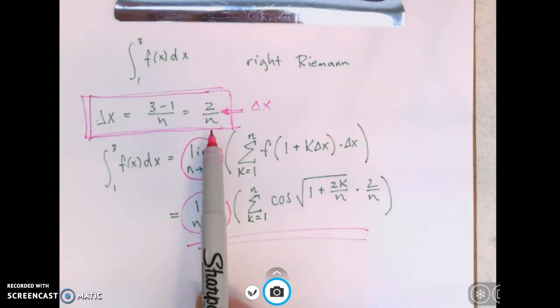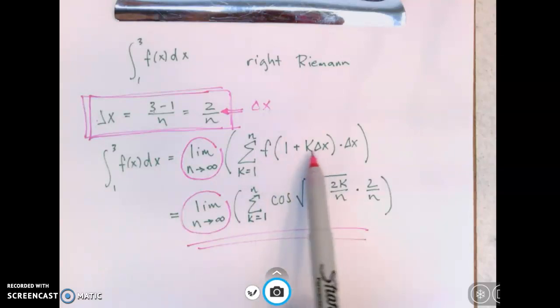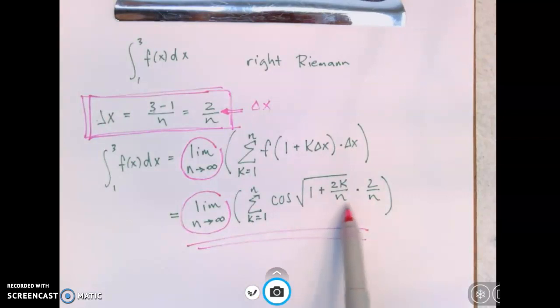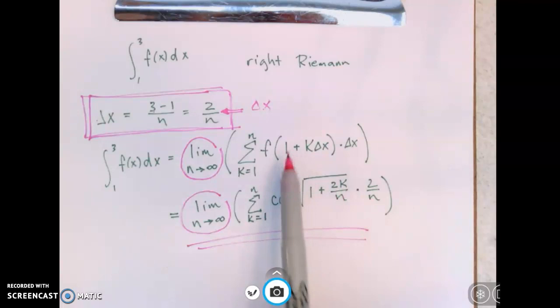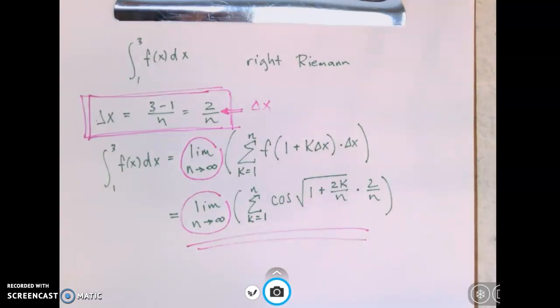We say, wait a minute, if our n approaches infinity, we have an infinite amount of subintervals. Then we're essentially doing the limit as n approaches infinity of the summation of adding up these rectangles, and the function generally is 1 plus k delta x, times delta x. We know our delta x to be 2 over n, therefore this becomes 1 plus 2k over n, and we know our function is cosine of root x, therefore this becomes cosine of the root of that whole thing, times 2 over n.